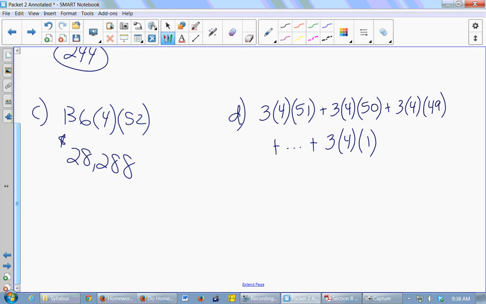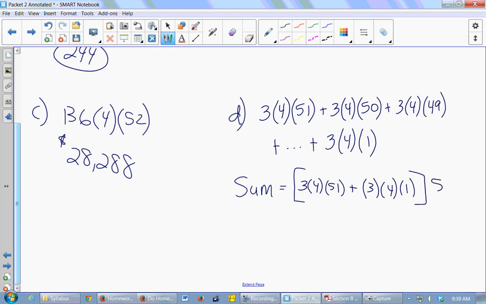So instead of writing them all out, I'm going to do my little trick where you add the first term and the last term, multiply the result by the number of terms, which you just told me was 51, and divide by 2. So my sum is going to equal the first term plus the last term. My first term is 3 times 4 times 51. The last term is 3 times 4 times 1. First term plus the last term times the number of terms, which is 51, divided by 2.